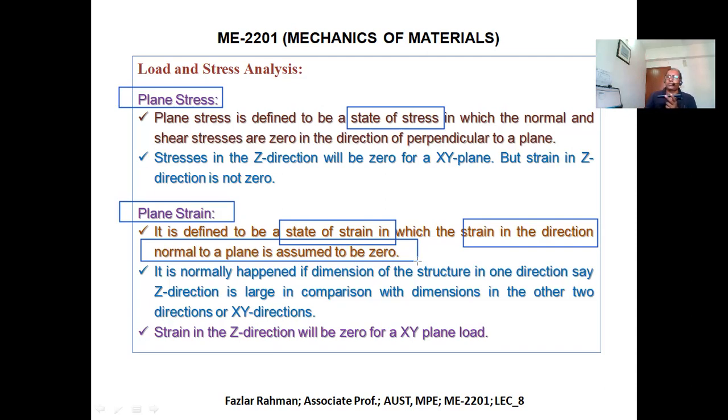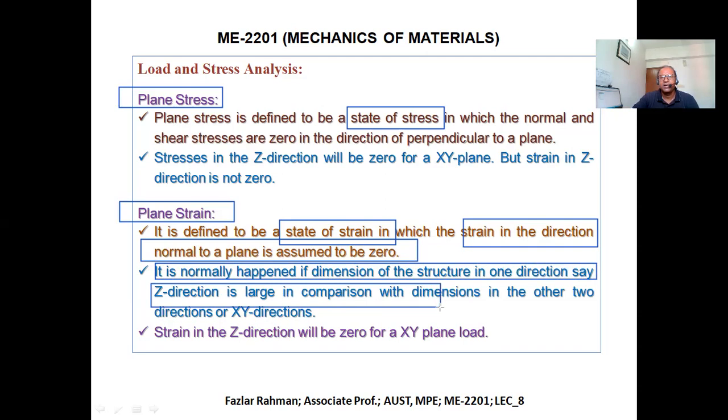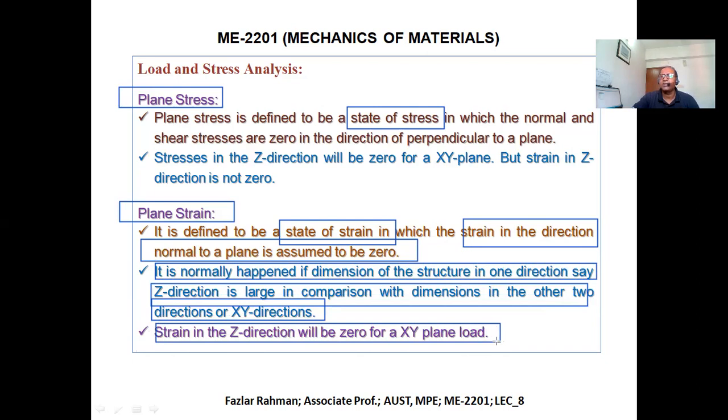So this type of situation is called plane stress. I'm sorry, plane strain. Okay. It is defined to be a state of strain in which strain in the direction normal to the plane is assumed to be 0. It normally happens if the dimension of the structure in one direction, say z direction, is large in comparison with the dimension in the other two directions, the xy direction. Strain in the z direction will be 0 for an xy plane load.